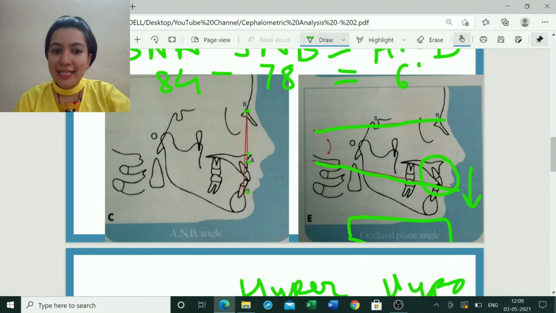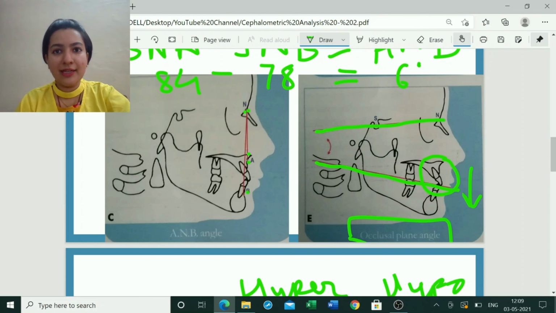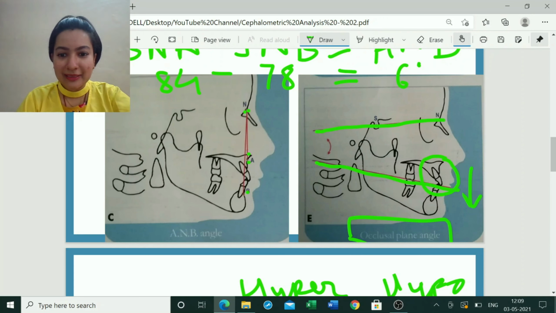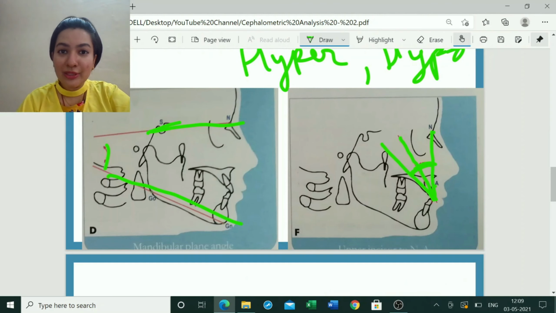SNB. The next parameter we saw was ANB, that is the relationship of maxilla with the mandible. Okay, because A is for maxilla, B is for mandible. So the relationship of maxilla and mandible with each other is checked by the ANB angle. The next thing we saw was the occlusal plane and mandibular plane. Again, both these planes are with respect to your anterior cranial base, because we are doing it with respect to SN. SN to occlusal plane, SN to mandibular plane.